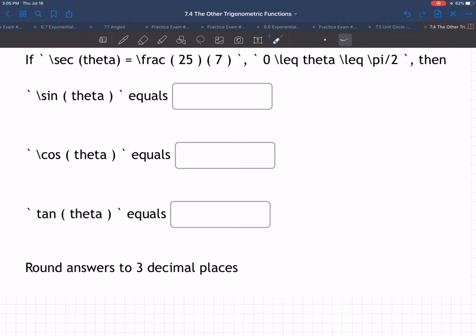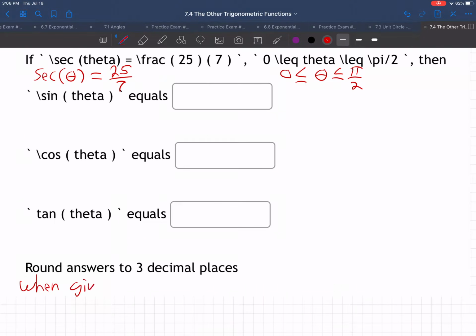Here's an example where they give us the secant and where it's located, and they ask us for the sine, cosine, and the tangent. Let me write this in language that looks more clear. Secant of theta equals 25/7, and this says theta is between 0 and pi over 2. All right, so what do you do in these situations?